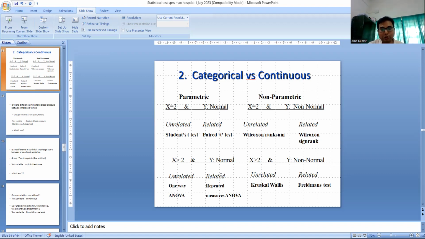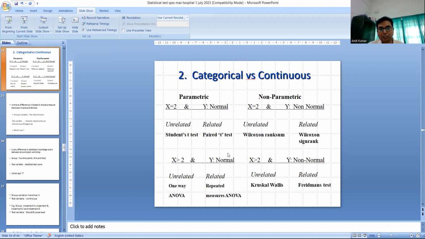In the other situation, when the groups are related, with multiple time points, like a pain assessment we do at 5 time points, more than 2 time points, then we use the repeated measures ANOVA analysis. And that will only apply when the data is normally distributed.